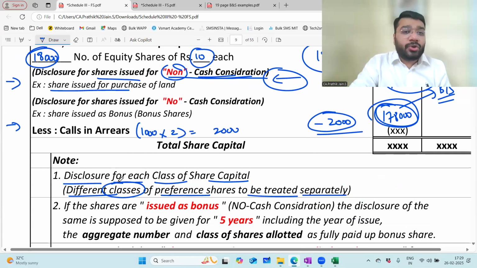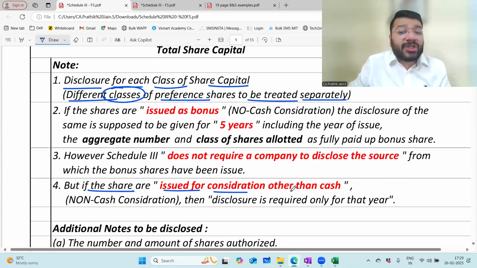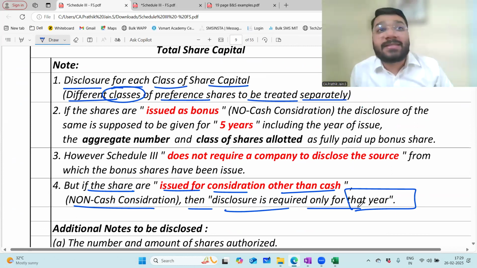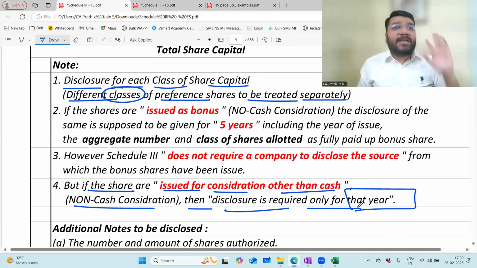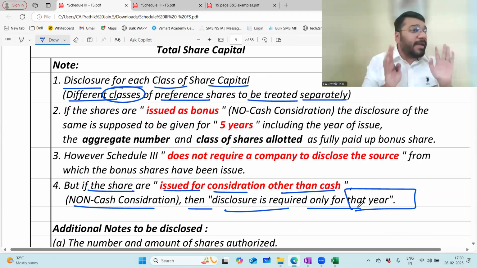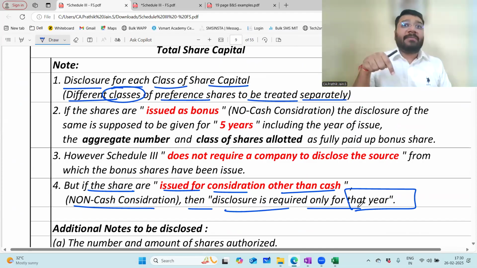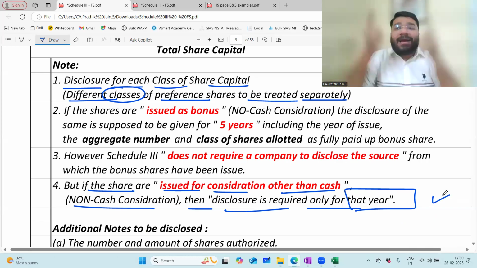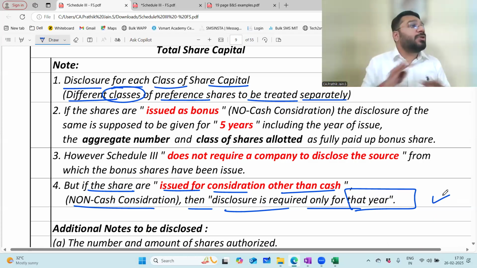Now, this disclosure has to be given in the financial statement only for 1 year. If the shares are issued for consideration other than cash, then the disclosure is required only for the year in which you are issuing the shares. So let's say we are into the 24-25 financial year. Today, if I'm issuing shares for buying a land in the company, instead of giving money, I'm giving shares. That information I have to disclose only in the current year financial statement. I don't have to disclose it in future years. In the current year alone, if I disclose, it is more than sufficient.